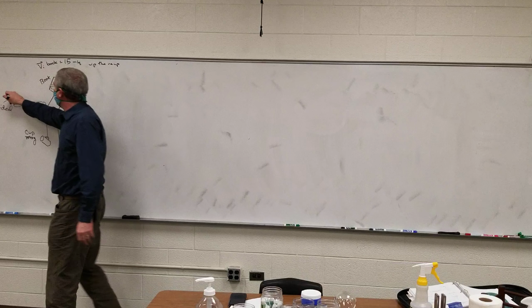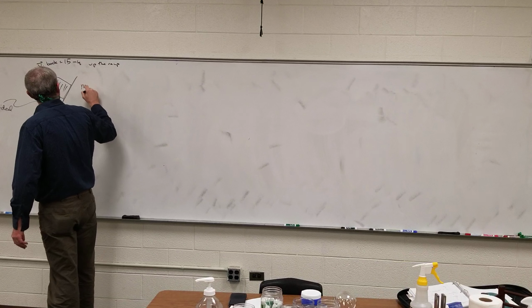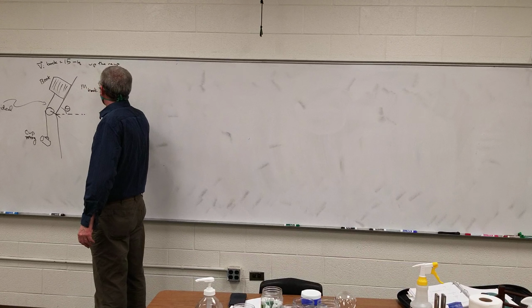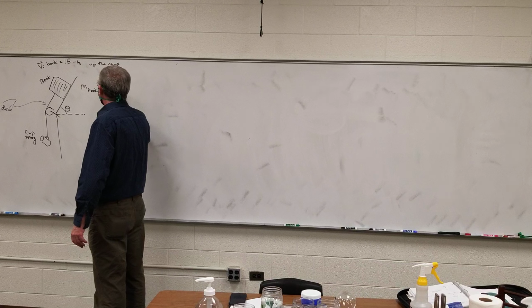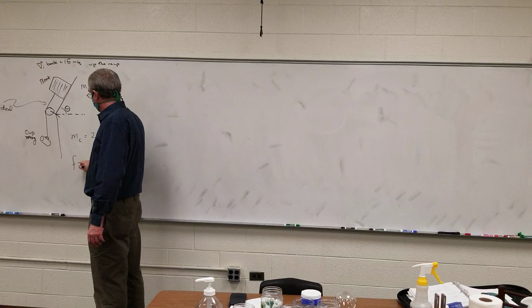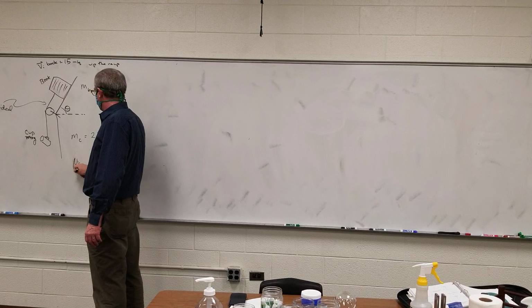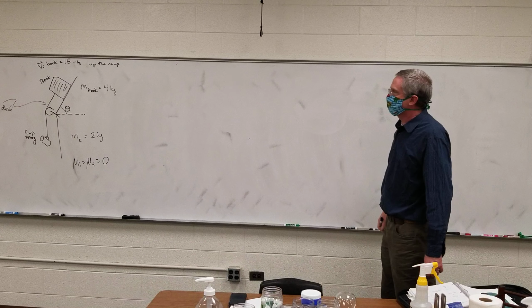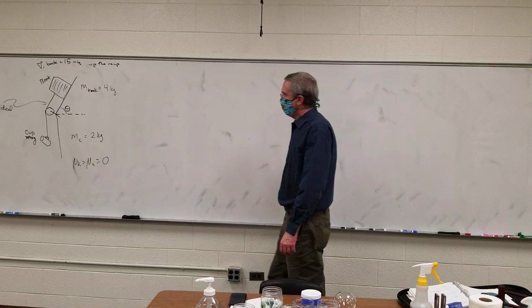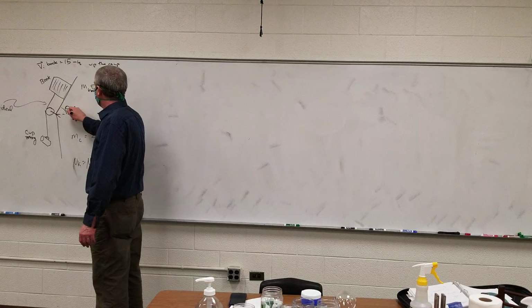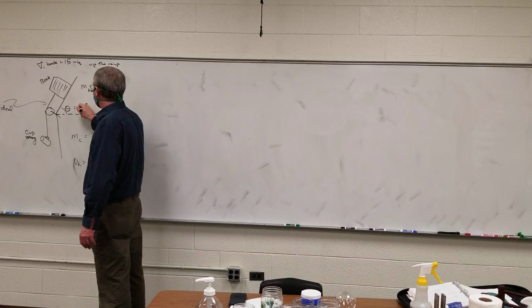So, let's see, mass of the book. We'll make it 4 kilograms, and mass of the cup is 2 kilograms. We're going to start out with it frictionless. And what's the first thing we do? Oh, I'm going to give an angle here. We would draw the separated diagram.